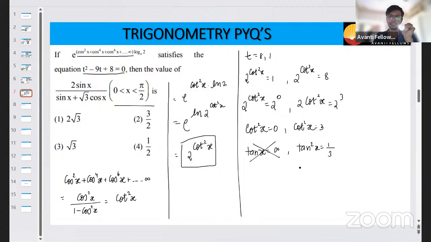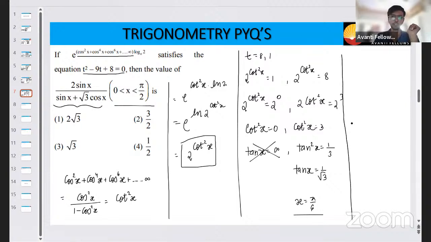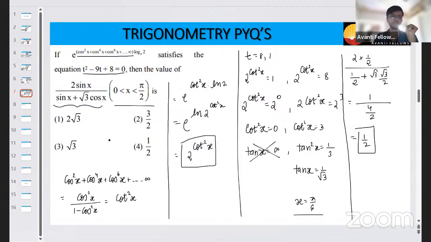Tan square 1 by 3. So tan x is 1 by root 3. That means x is pi by 6. इसकी वैल्यू फाइंड करने हैं. So simple. This is basically 2 sin pi by 6 upon sin pi by 6 plus root 3 into cos pi by 6. तो ऊपर तो 1 आ गया, 1 upon 4 by 2, right? Which is 1 by 2. This is my answer. Option number 4.